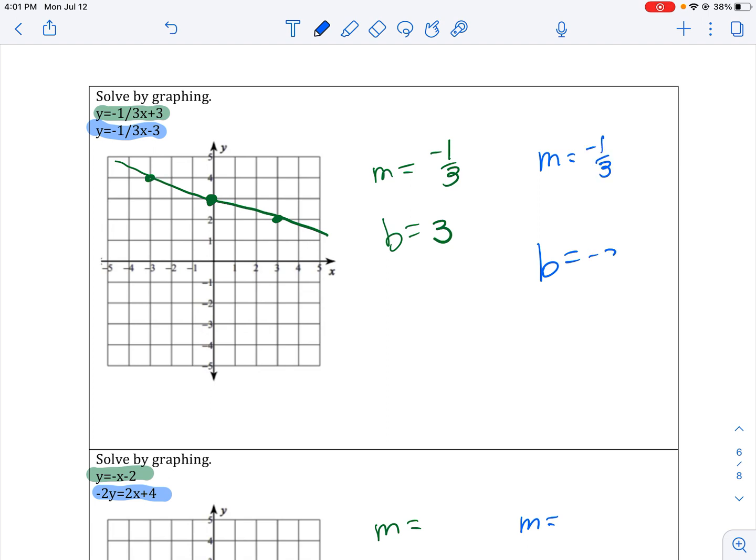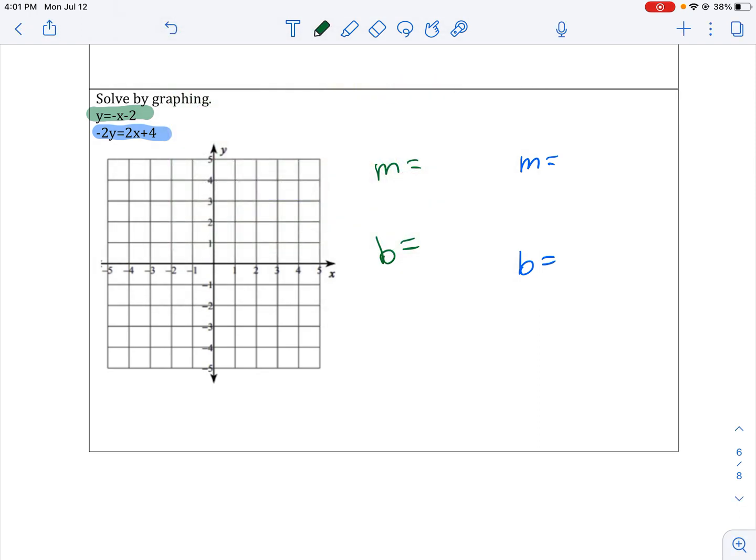-1/3 for my slope on the bottom with a y-intercept of -3. And I see that these lines do not intersect as well. And when the lines do not intersect, that means I have no solution.